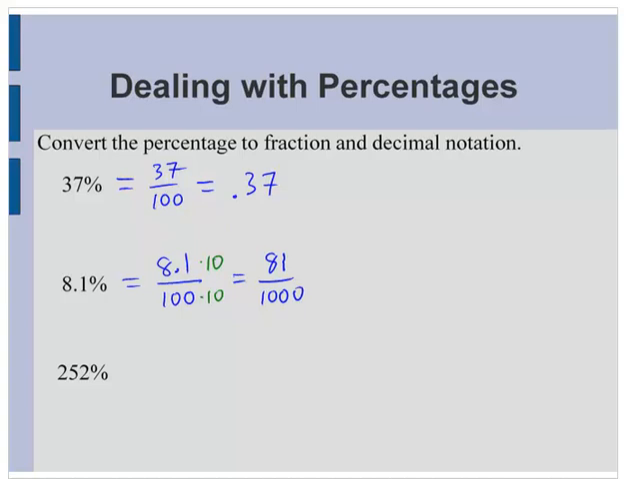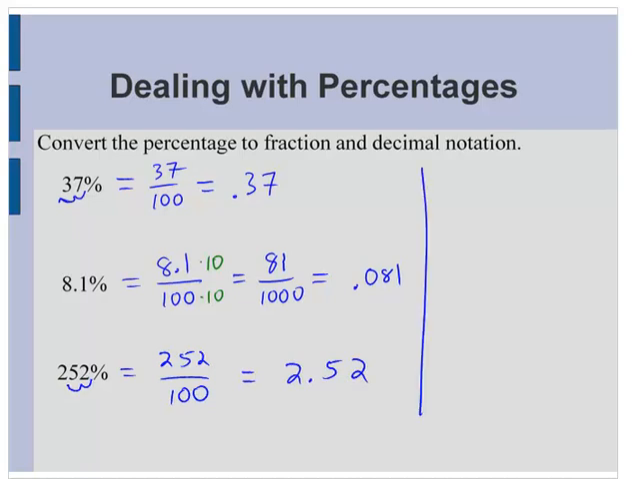To move from a percentage to a decimal number, just move the decimal 2 places to the left. That's where we got the 0.37, and for this one, we would get 0.081. Similarly, 252% is the same as 252 over 100, or as a decimal number, 2.52.